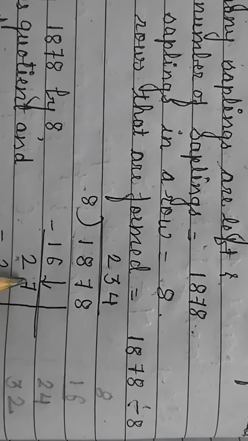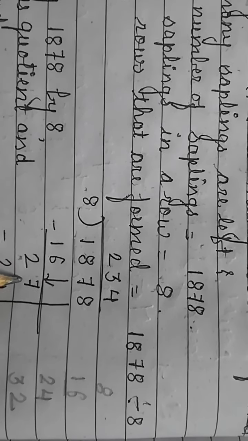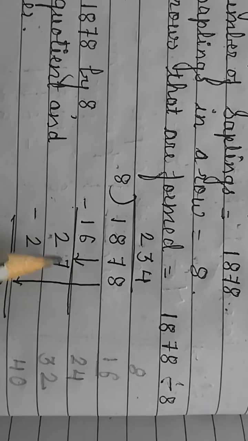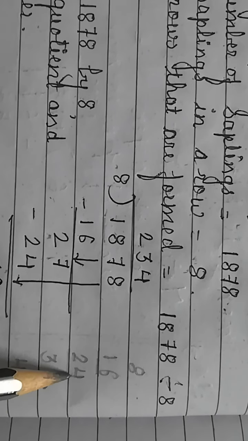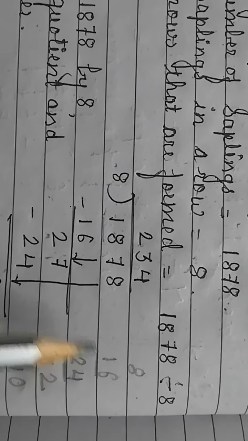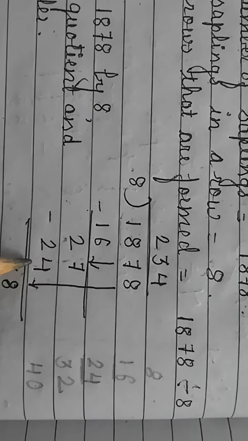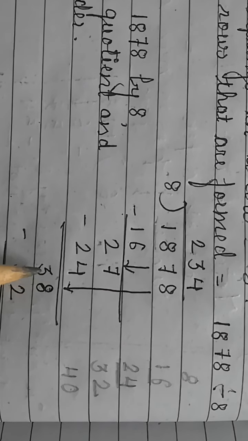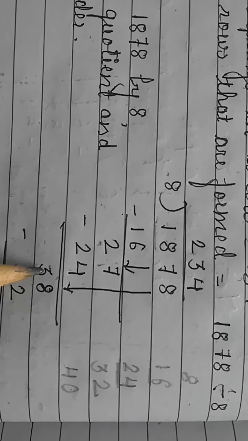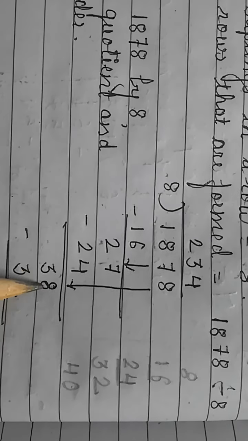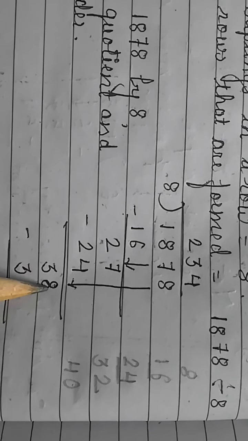We'll bring the next digit down. Now this number is 27 ones. Again, check in the table of 8 for the number less than 27. Yes, it is 24, at the third place. So 8 threes are 24. 27 minus 24, yeah, 3 will remain. We'll bring the next digit down. This is the number 38, okay, 38 ones.